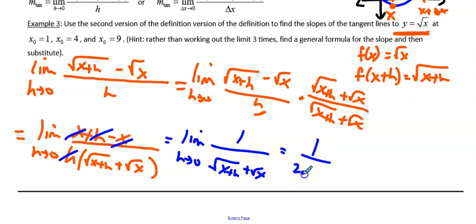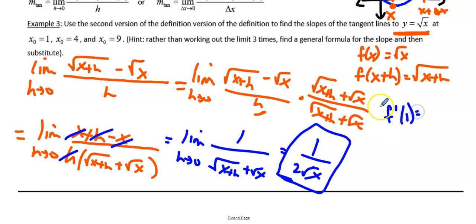And I know I still got variables in here, but this is the general equation for the slope of any tangent line at y equals the square root of x. And so that's what you would do for this. And then what they want you to do is plug in now f prime. You guys will get to this notation in the next lesson, which is going to be 1 over 2 square roots of 1, which is just 1/2. So the slope of the tangent line of this function at 1 is just going to be 1/2.